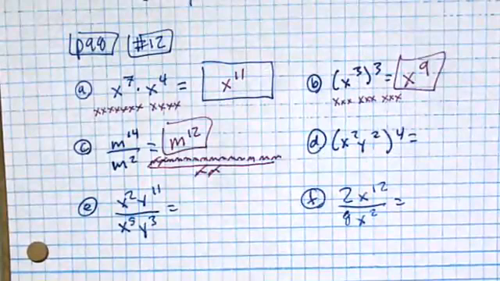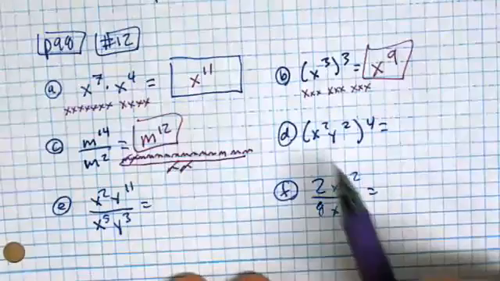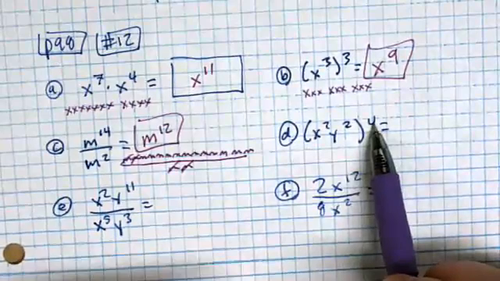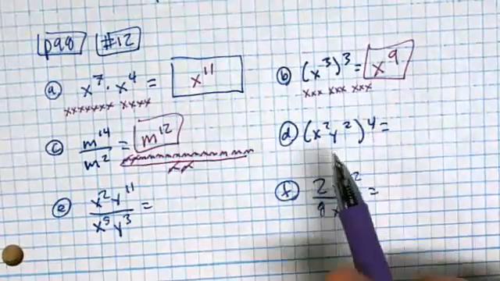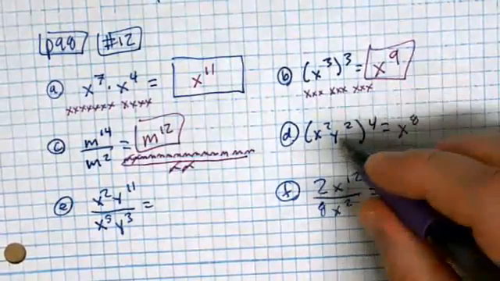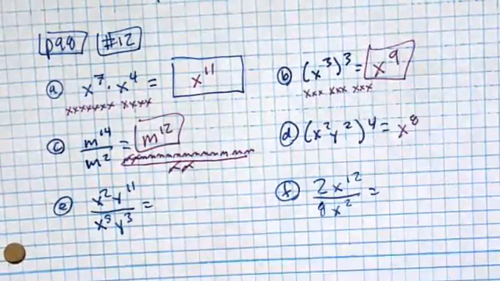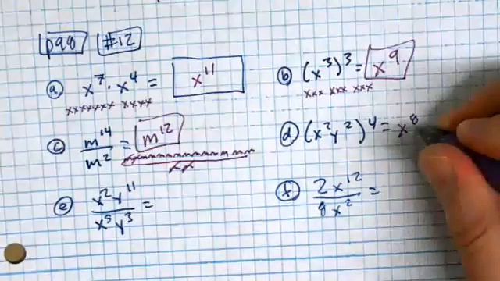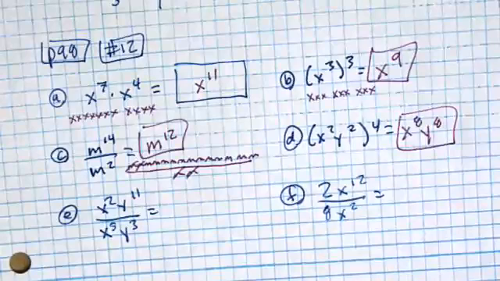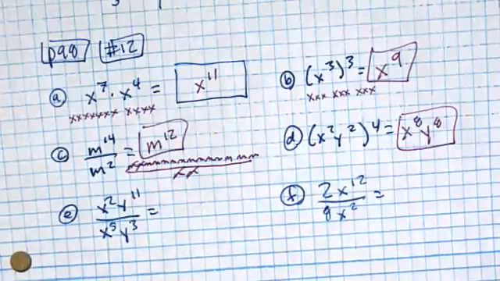All right, part D. I got 2 x's in here, but I'm going to make 4 copies of them. How many x's am I going to have altogether if I make 4 copies of 2 x's? 8 x's. And same thing with the y's. I got 2 copies of y's, but I'm going to make 4 copies of that. So x to the 8, y to the 8. Does anybody have 4 out of 4 so far?